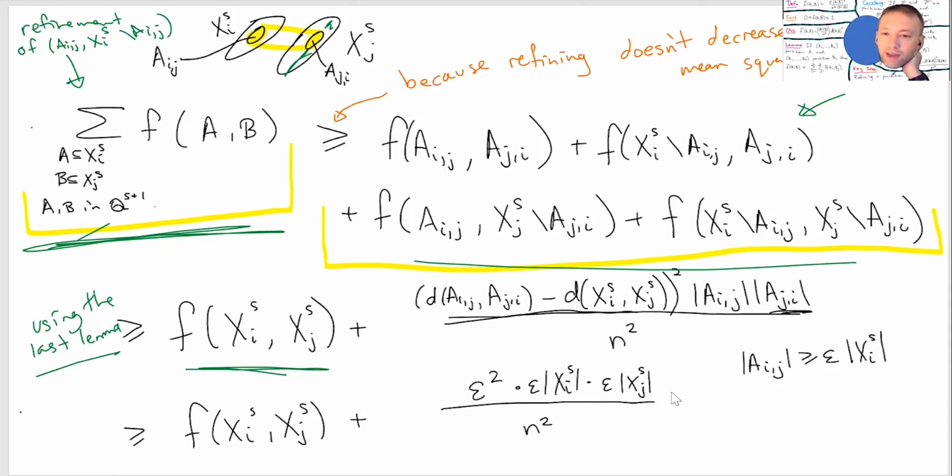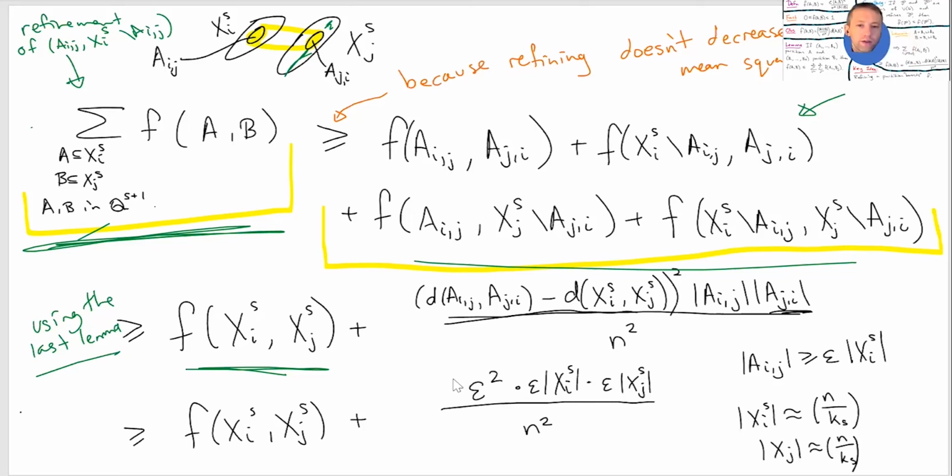And here's the thing. I know how big xi and xj are. I mean, roughly. They're both about the same size, and they're both about n over the number of parts, which is ks. So this is basically giving me epsilon to the 4 over, so these n's cancel with this n, so you kind of have ks squared on the bottom.